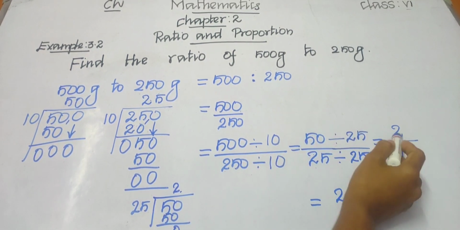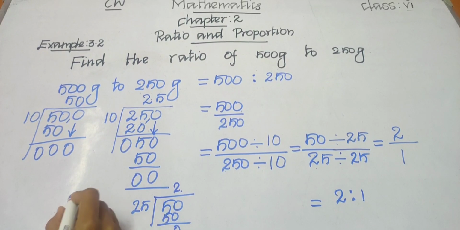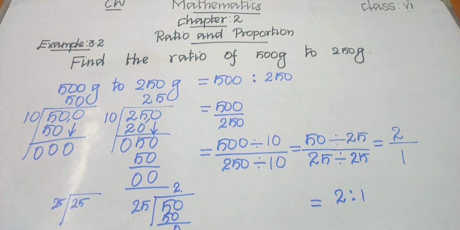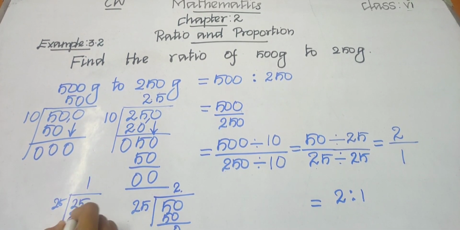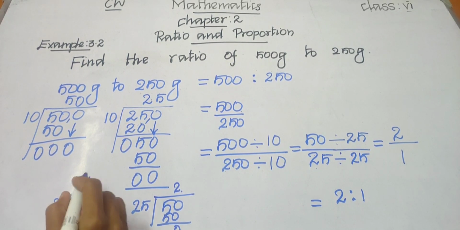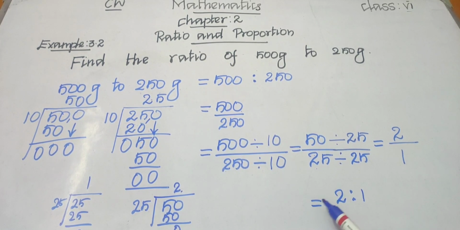So 2 is the answer. Okay, children. And if you divide 25 by 25, what will you get? One 25 is 25, so 25 minus 25 is 0. So what is the answer? 1. So we got 2 by 1. So we can write the ratio as 2 is to 1. Is it clear, children? Yeah, copy this in your classwork notebook.